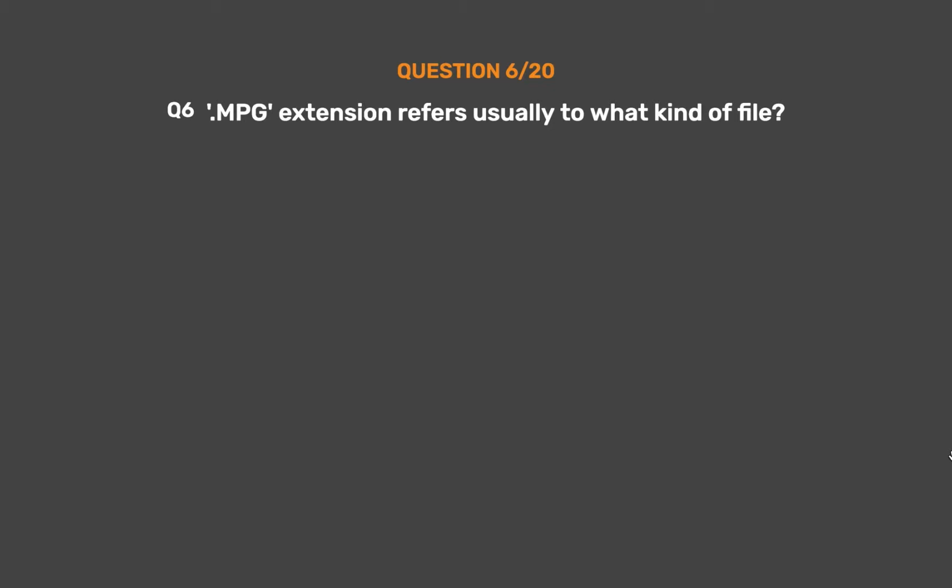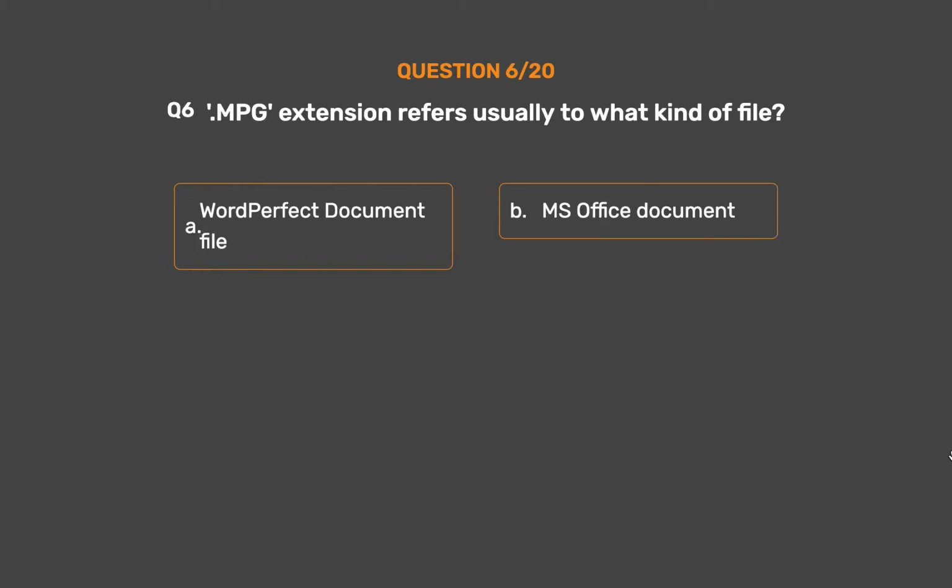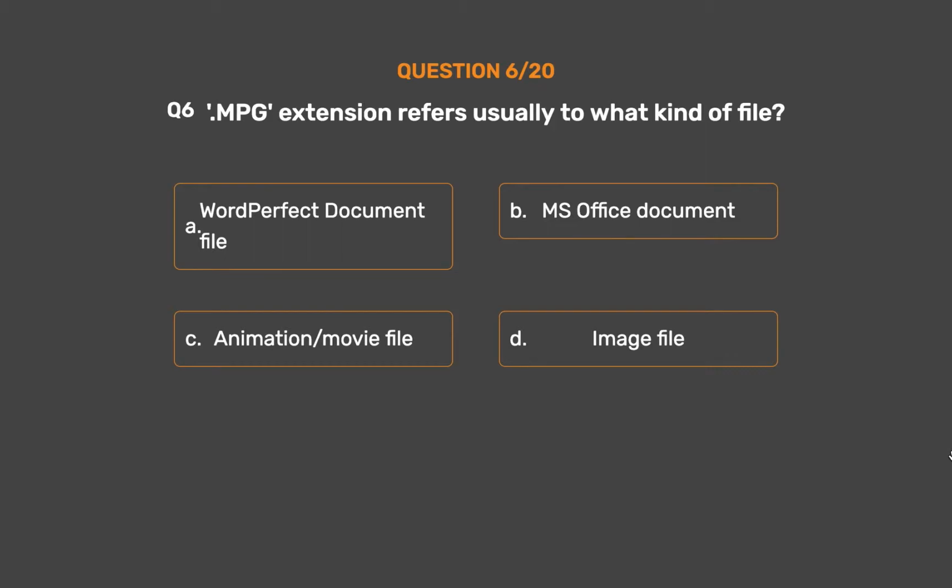.mpg extension refers usually to what kind of file? Option A. WordPerfect document file. Option B. MS Office document. Option C. Animation/movie file. Option D. Image file.